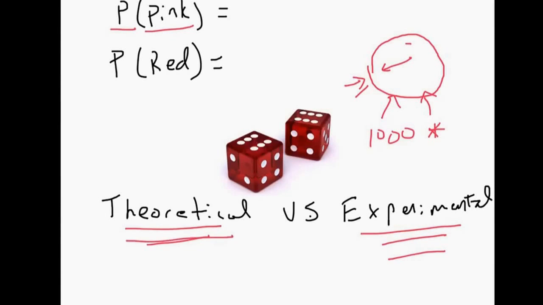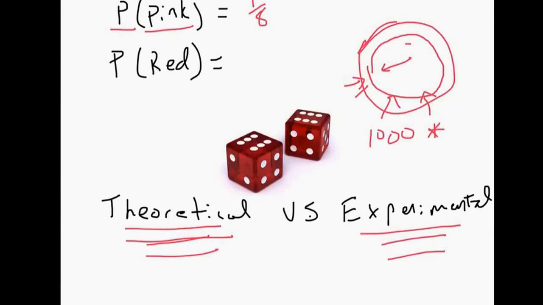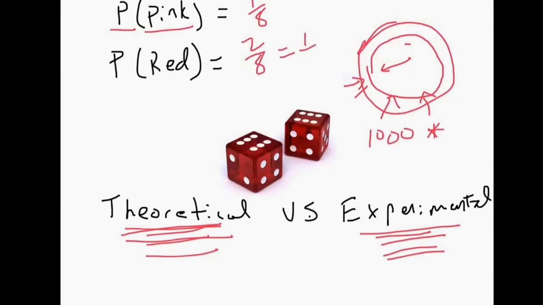Using theoretical probability, we would say the probability of getting pink would be 1 out of 8. There are 8 spots here. Only 1 out of the 8 is pink. If we're talking about the probability of it being red, and we were doing theoretical again, we actually aren't testing it, so it's not going to be experimental probability, then that would be 2 out of 8, also known as 1/4.